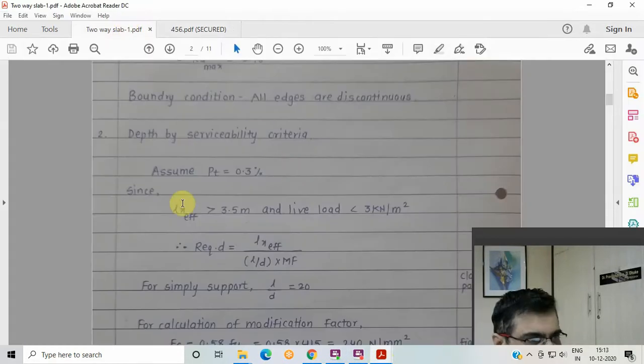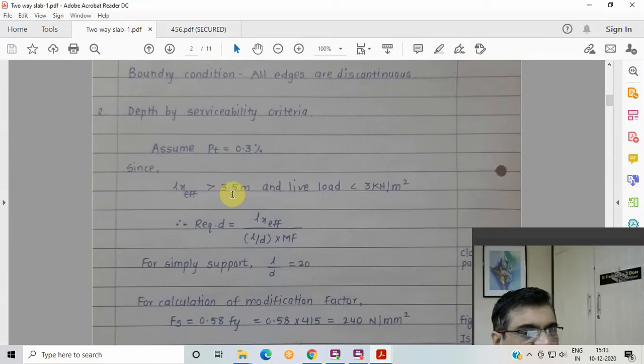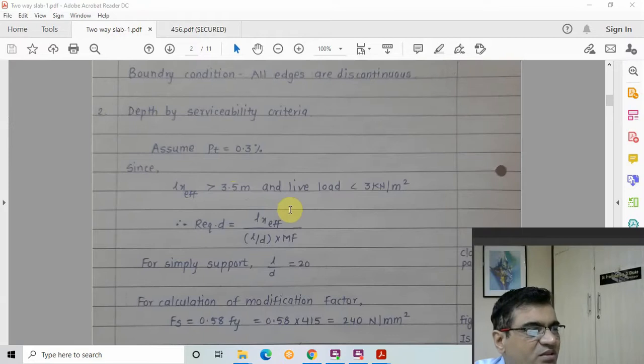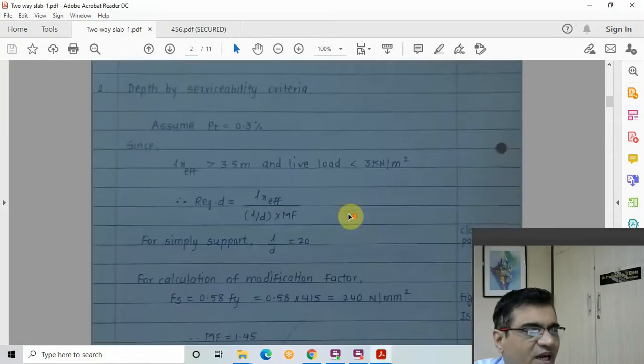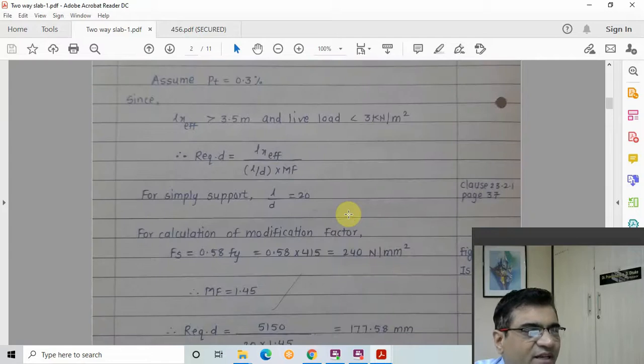Okay, now this span is more than 3.5 meter. The short span is more than 3.5 meter. So what we'll do, we'll use L by small d ratio, because you cannot use L by capital D ratio, that is 35 and 40. Here the condition is Lx effective is greater than 3.5 and live load is, though it is less than 3 kN per meter square, but only one condition is satisfied, second condition is not satisfied. Okay, so we'll use L by d 20.